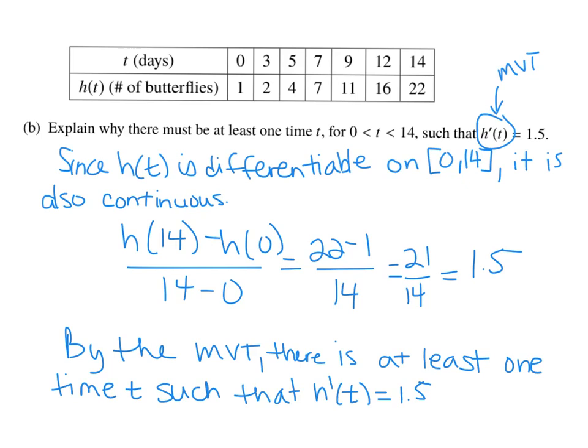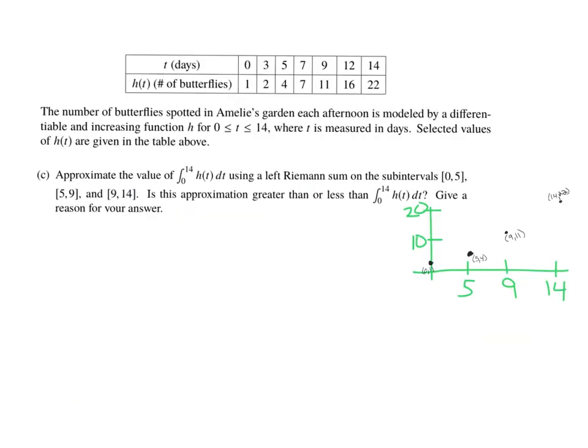So in order to get full credit on this problem, you need to mention continuity or differentiability, or preferably both. You need to find the average rate of change, and you need to make your conclusion. You have to mention by name the mean value theorem. If you write MVT, that's sufficient. The graders will know that that's the mean value theorem.